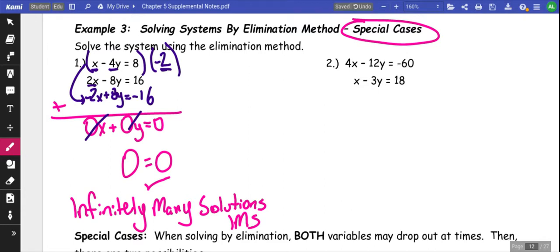Again, this is for basically everything, with all these different types of equations. When you get something that's true, it's infinitely many solutions. When you get something that's false, then we're going to have no solution. So maybe let's look at number 2 and see if we get something else.